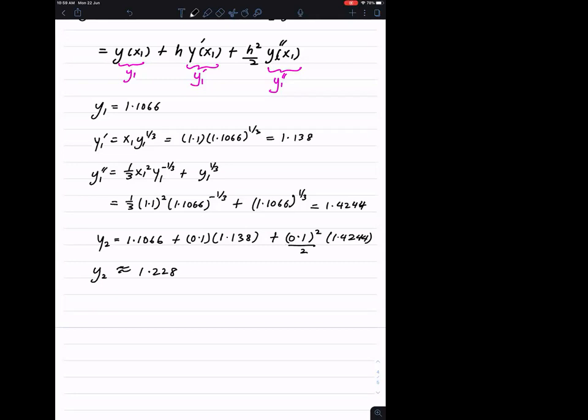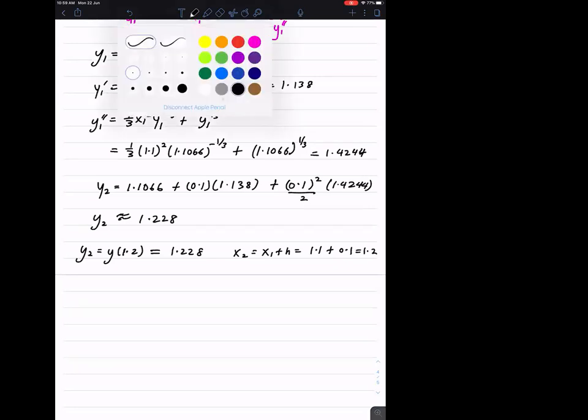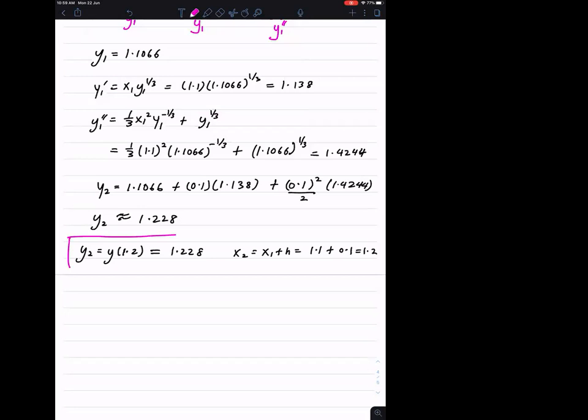Okay, so then next you write this as y2 equals y at 1.2, which is 1.228. And x2 is x1 plus h, which is 1.1 plus 0.1, 1.2. So that's how you find it.